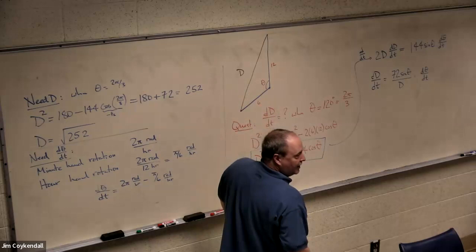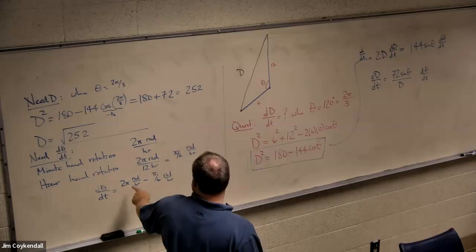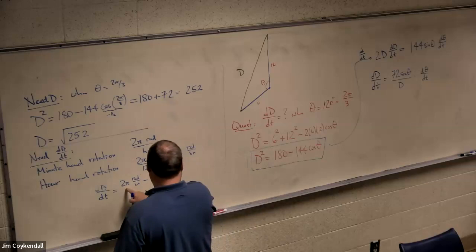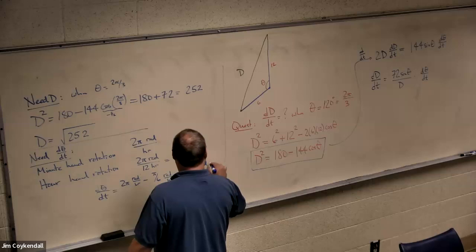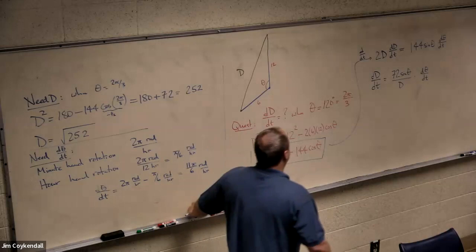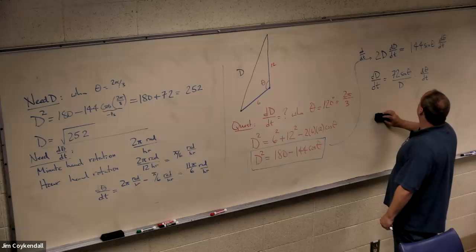So this guy is going 2 pi radians per hour, and this guy is going pi over 6. So how is this angle changing? This is 12 pi over 6 minus pi over 6, so it's 11 pi over 6 radians per hour right at 8 o'clock. That's how much that angle moves. Everybody agree with that? So you've now got everything.